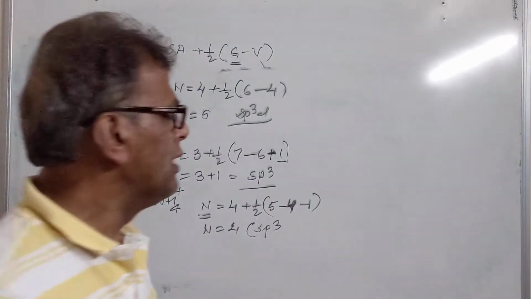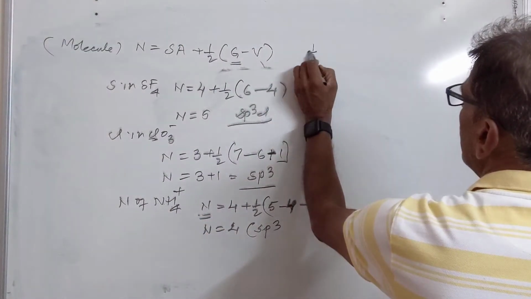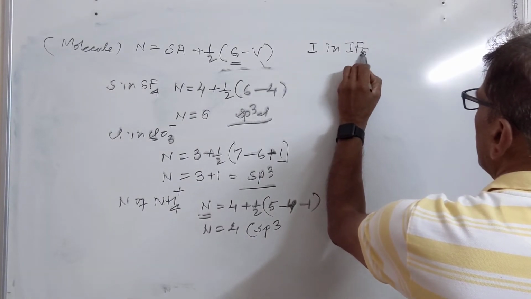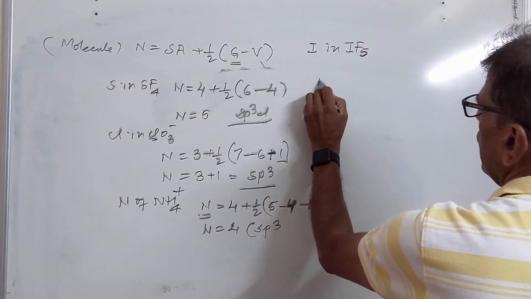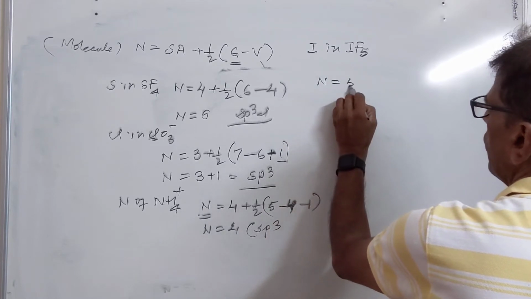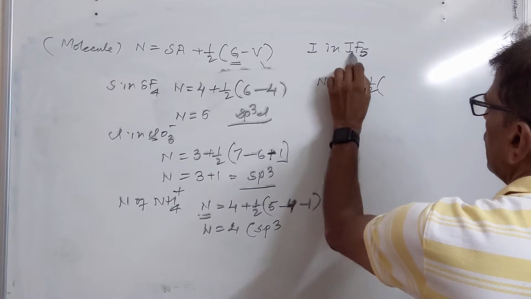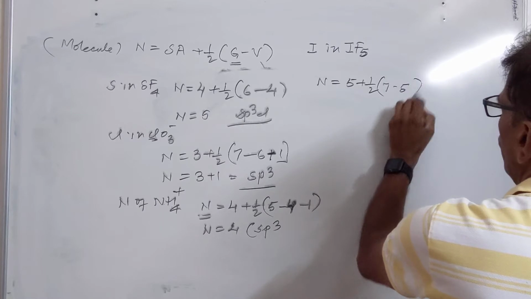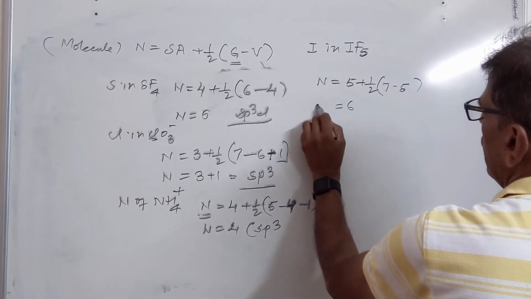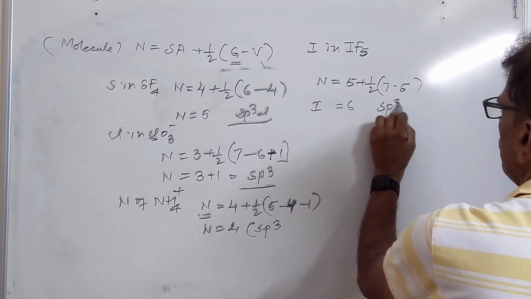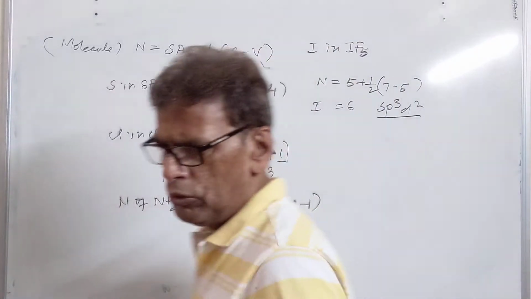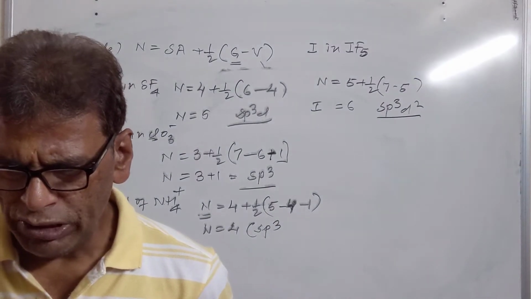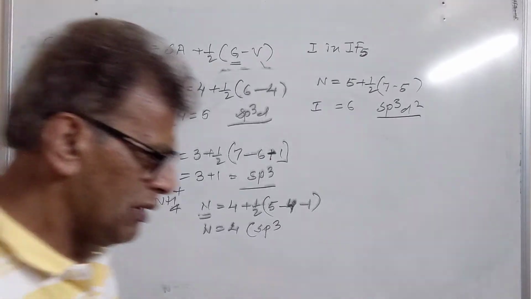Let us calculate the hybridization of iodine in IF5. For this, surrounding atoms are 5, plus half of the number of valence electrons in iodine, which are 7, minus the valency of iodine, which is 5. The charge is none, so we will have 6 orbital hybridization in iodine, that will be sp3d2 hybridization. So this molecule will be an octahedral molecule due to sp3d2 hybridization. So this is the way to calculate.